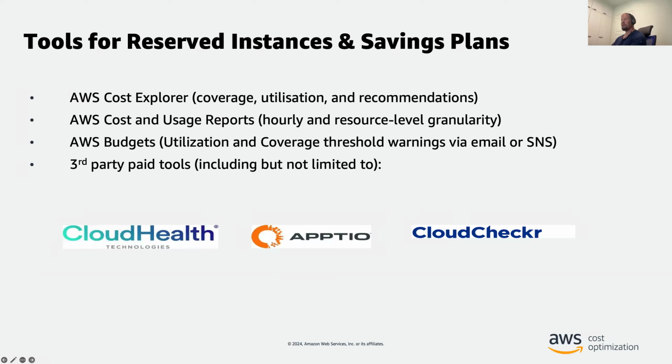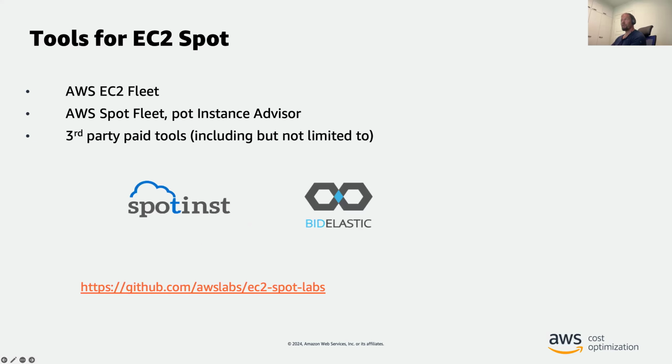Then tools for EC2 Spot. There's an EC2 Fleet that is a tool that helps you manage your Spot instances, so you can have multiple types of Spot instances in your fleet, and it will automatically in the background find you resources that are available. So if one type of instance, for example, is not available, you can use other ones.